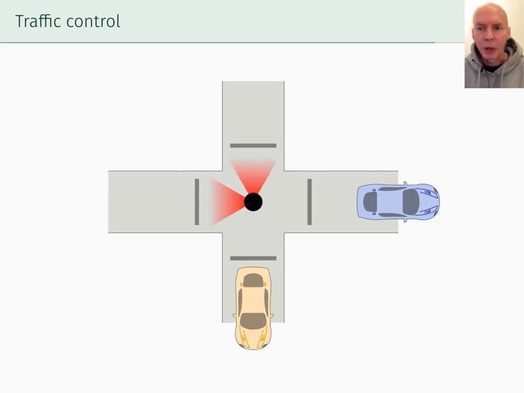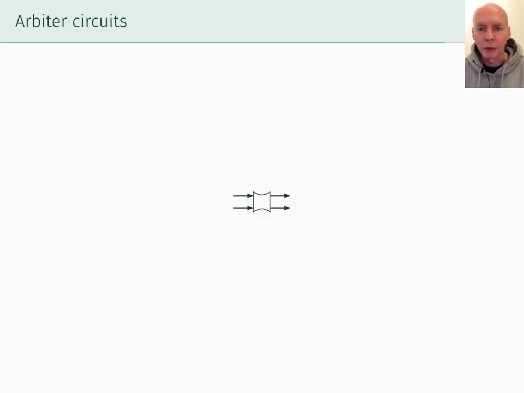To do a proper job of implementing this traffic control system, you need a device called an arbiter, which I'll draw as this little pinched box.